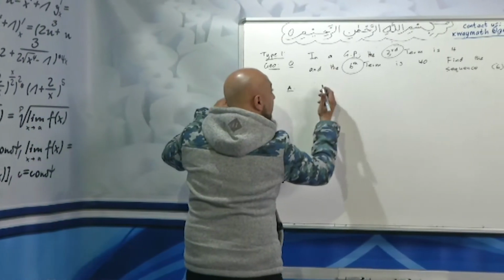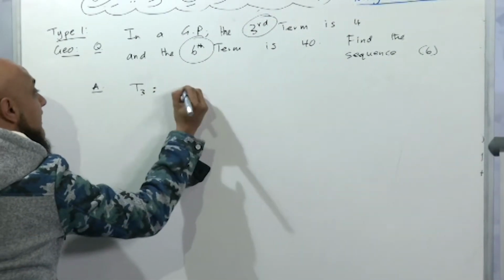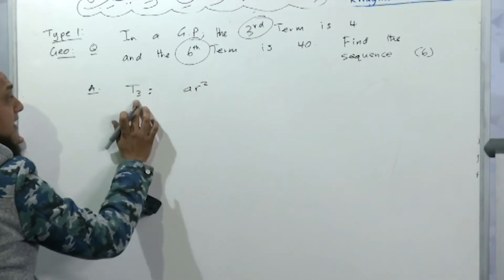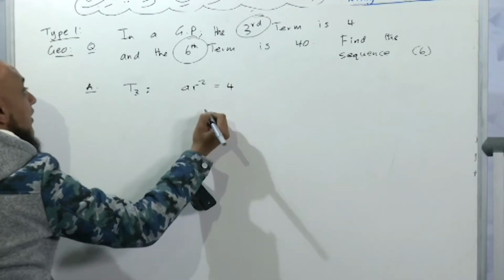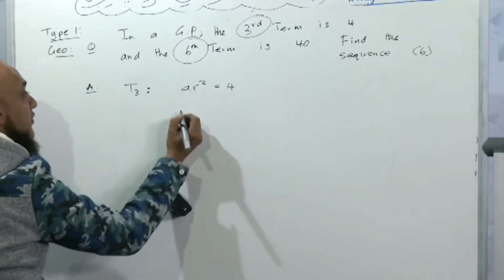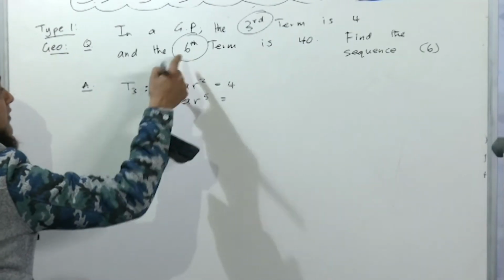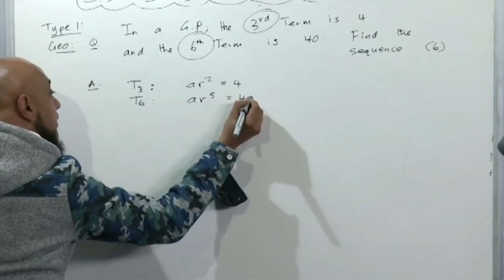But it's geometric. So term 3 is known as what? Is known as AR to the power 2. Right? AR, term 3 is AR squared. So AR to the power 2 is equal to 4. And the sixth term is 40. So that is AR to the power 5 is equal to term 6. Term 6 is AR to the power 5 is equal to 40.